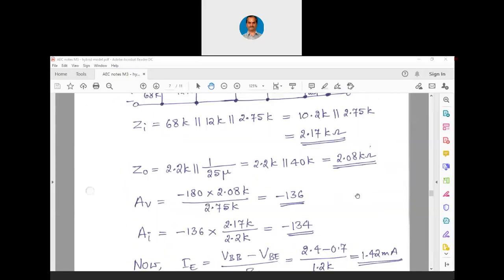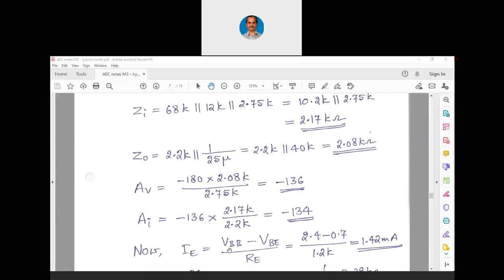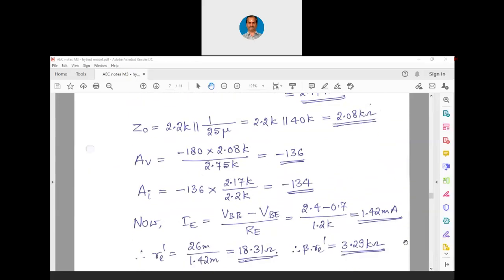By the approximate analysis, we already have VBB directly as 2.4. So 2.4 minus 0.7 divided by RE 1.2K is 1.42 milliamps. I have not shown you the other steps here for finding VBB; you must know that by now. So IE is 1.42 milliamperes. Then you can find RE dash as 26 milli divided by 1.42 milli, that is 18.31 ohms. Now, beta into RE dash, where beta is nothing but HFE, HFE into RE dash is 3.29 kilo ohms.